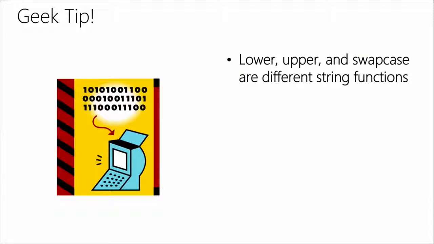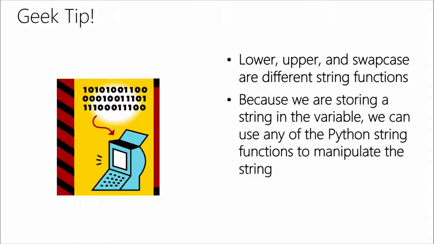Exactly. So now let's go ahead and talk a little bit about some of the different things that are available. So lower, upper, swap case are different string functions. A function is something with a name that will do something for us, like print and input. Upper, lower, all functions. They will do things for something.